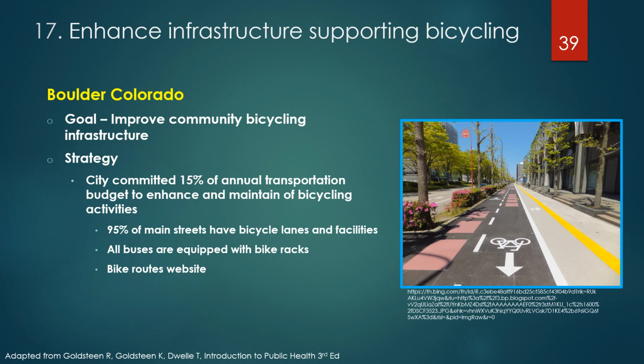17. Enhance infrastructure supporting bicycling. Boulder, Colorado committed 15% of its annual transportation budget, $3.1 million, toward bicycle enhancement and maintenance activities. More than 95% of Boulder's major streets have bicycle lanes and facilities, and all local and regional buses are equipped with bike racks. In addition, Boulder has created an online bike routing system that provides cyclists with direct and safe bike routes to travel within city limits.